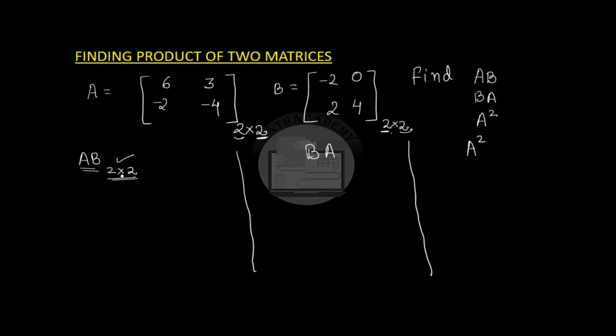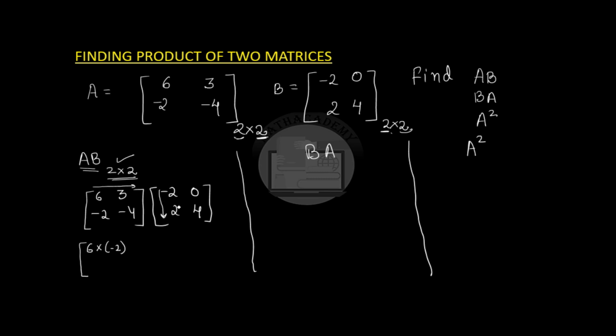Now let us see how we perform the multiplication. So let us write matrix A, matrix B. When we perform the matrix multiplication, please remember that every row of the first matrix gets multiplied to the column elements of the second matrix. So here our first row is 6 and 3 and these elements get multiplied to the column elements of matrix B. So 6 times negative 2 and we add it to 3 times 2.